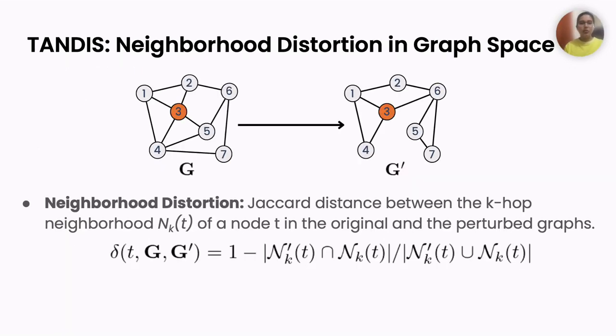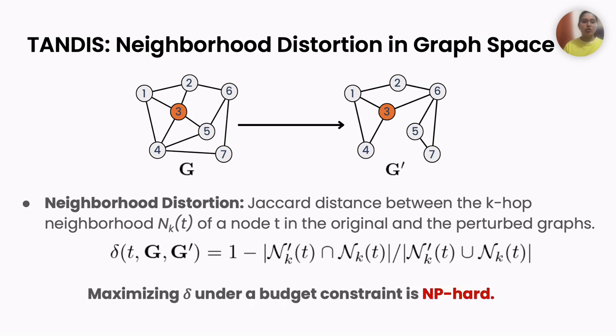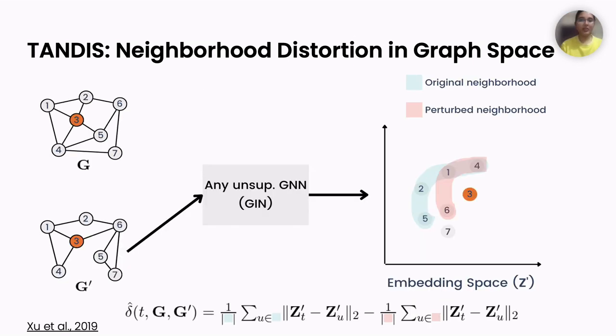In a GNN, a node's representation is learned by performing convolution operation on its neighbors. Consequently, distorting the neighborhood should result in dropping the model's performance. We define neighborhood distortion as the Jaccard distance between the k-hop neighbors of a node T in the original and the perturbed graph. But maximizing neighborhood distortion under a budget constraint is NP-hard. Therefore, we relax the previous formulation and try to find distortion in the embedding space.